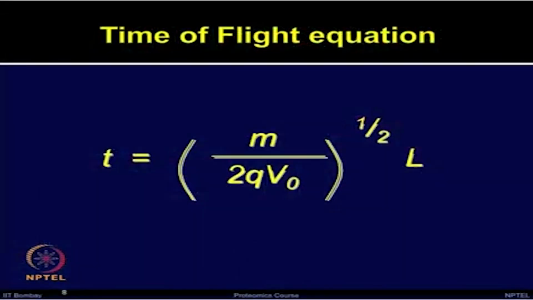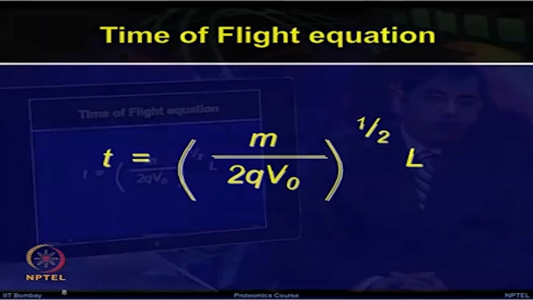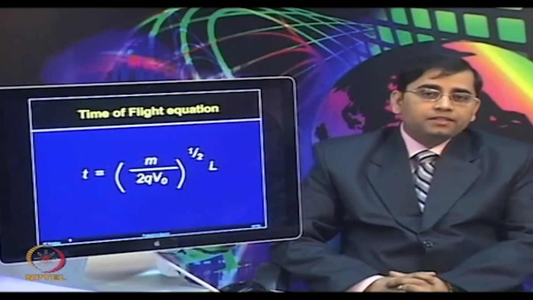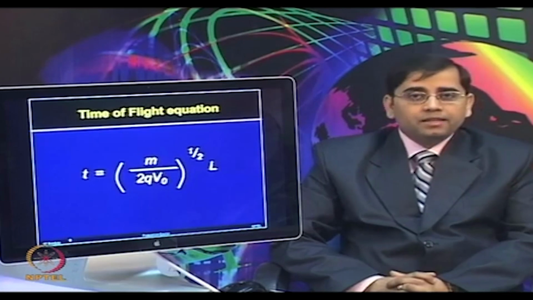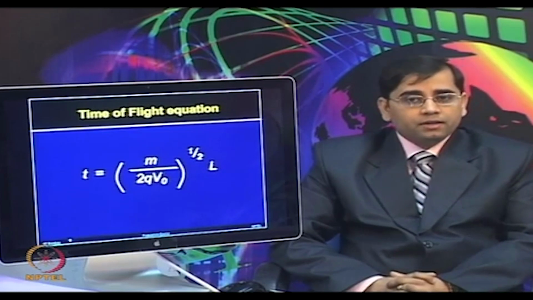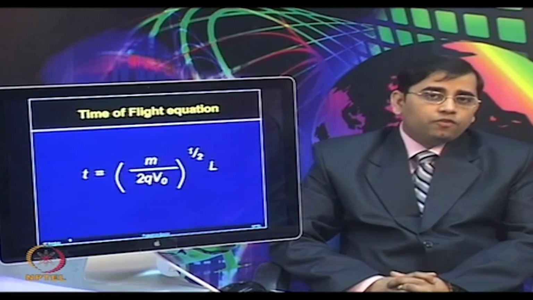The time of flight of a charged ion can be calculated by using the equation shown in the slide. The flight time is directly proportional to the square root of mass of the ion. Now, in this equation, T represents the time of flight, m is the mass of the ion, q is the charge on the ion, V0 is the accelerating potential, and L is the length of the flight tube.